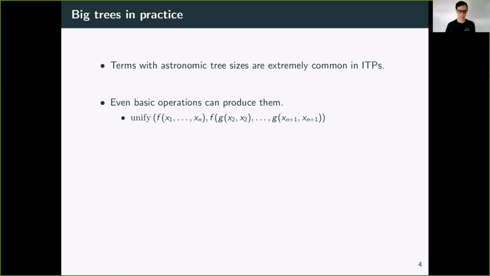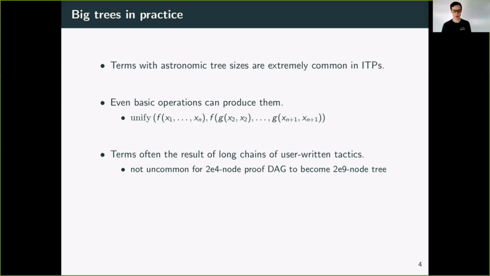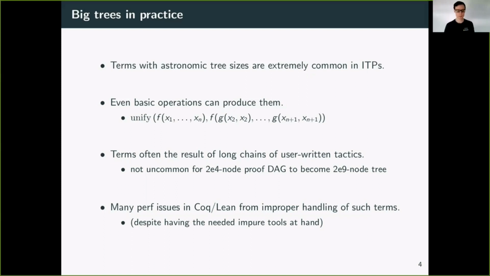But in reality, terms are often the result of long chains of somewhat arbitrary user-written metaprograms or tactics. And at least in Lean's mathematical library Mathlib, it's not uncommon for a proof that has only 20,000 nodes in its DAG representation to have over 2 billion nodes in its tree representation. And many performance issues in Coq and Lean, going back many years, have been the result of improper handling of such terms, despite having the needed impure tools at hand. Basically, the exponential blowup is so severe that if a single module ever traverses a term with insufficiently precise caching, it's very likely going to be a bottleneck.